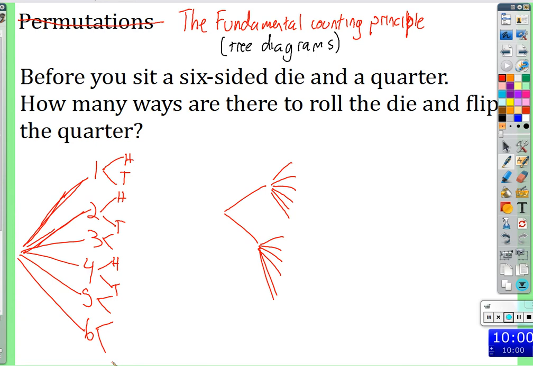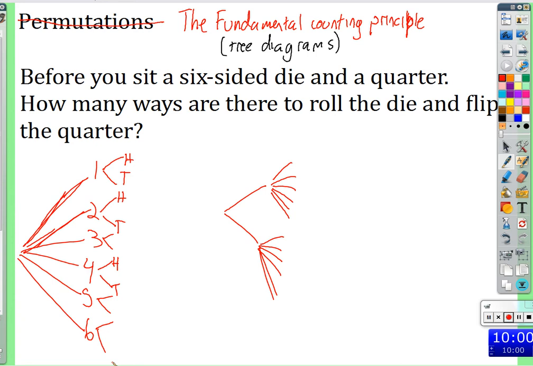Okay. So the fundamental counting principle says, take the ways event A can happen, multiply it by the ways event B can happen. If there's event C, multiply it by the ways event C can happen. Does that make sense? It's a simple graphical representation of the fundamental counting principle. You just multiply two events by six events, or six events by two events, and we get the total number of ways that can happen.